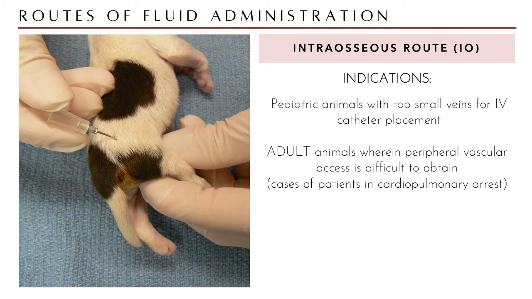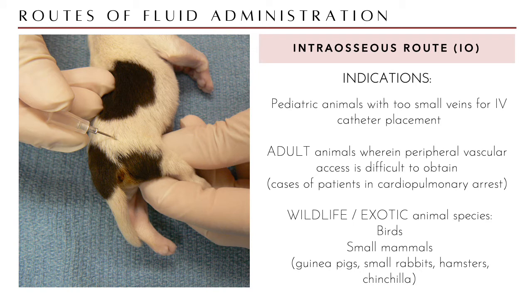This is also used in humans as well. They usually go for the tibia. Also, this is the route for fluid administration for wildlife and exotic animal species, especially birds, small mammals like guinea pigs, small rabbits, and big rabbits that tend to have a very good auricular vein for IV placement, but for those small ones, you go for IO, hamsters, and chinchilla.